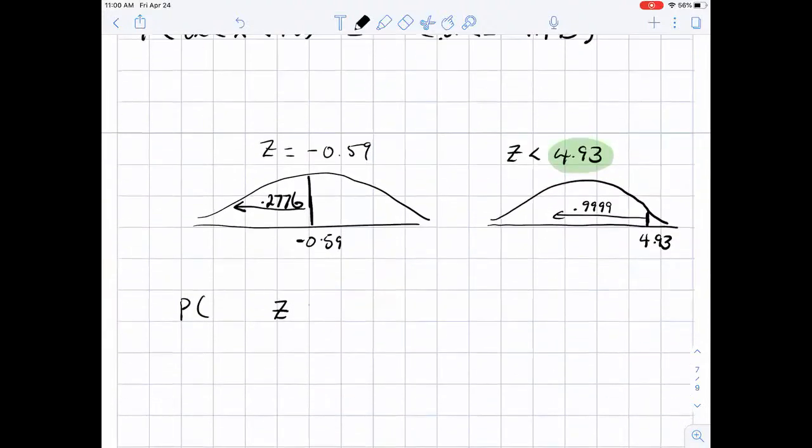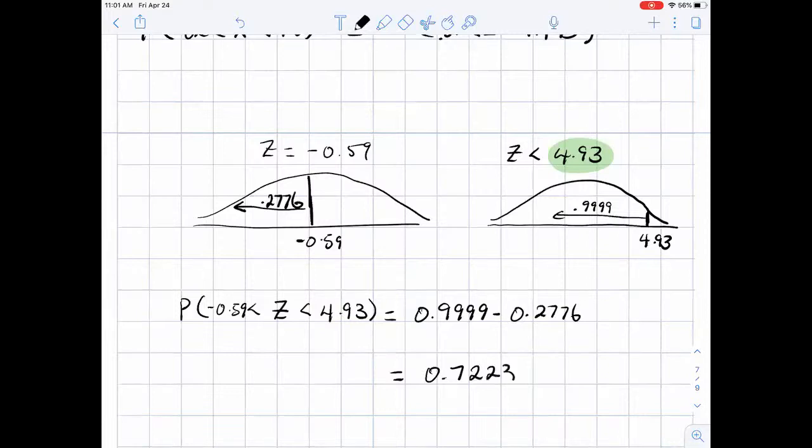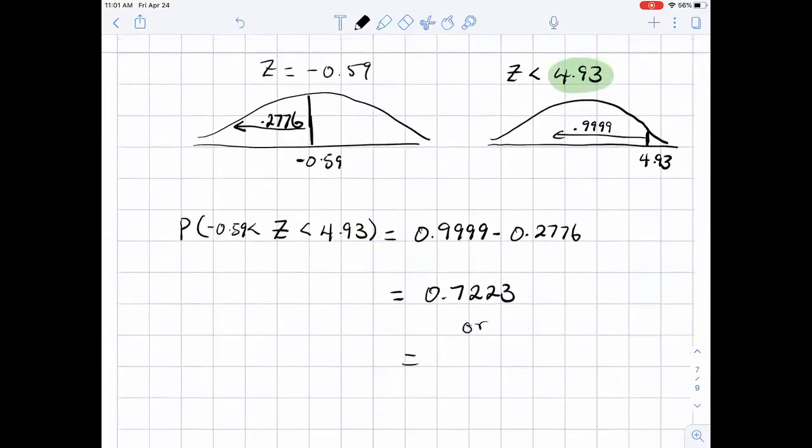So now the probability of Z less than 4.93, but greater than negative 0.59 would be 0.9999 minus 0.2776. Okay, so 0.9999 minus 0.2776 is 0.7223, or you can write 72.23%.